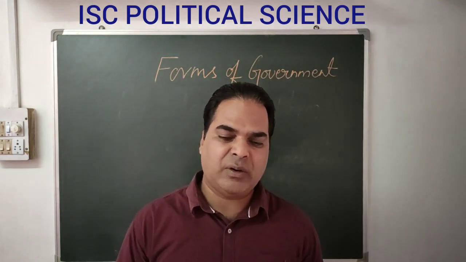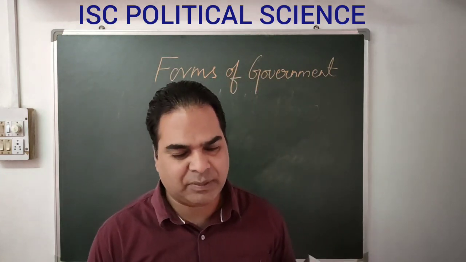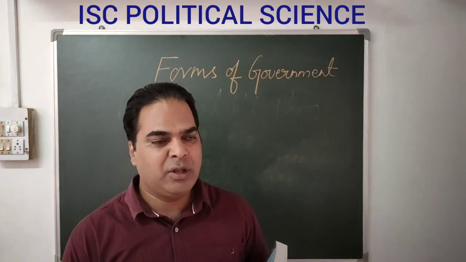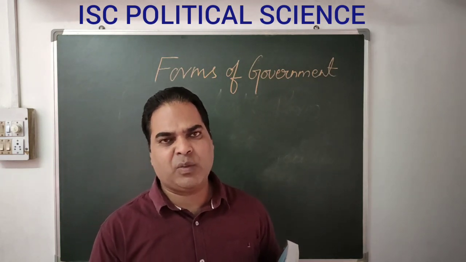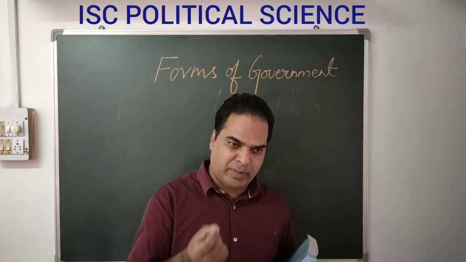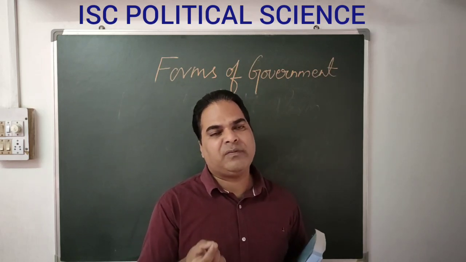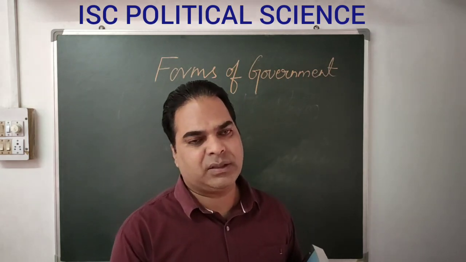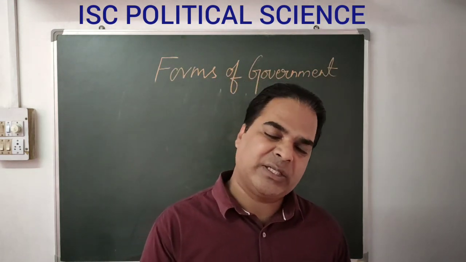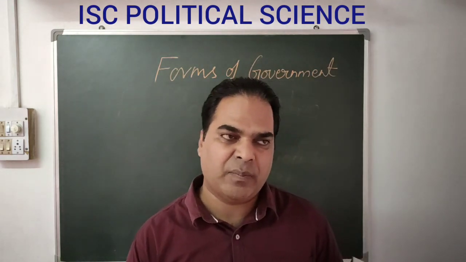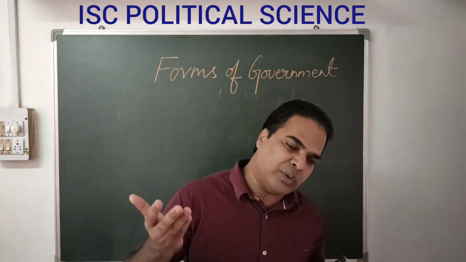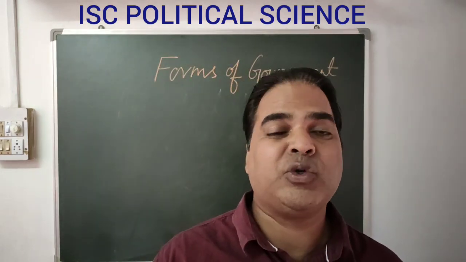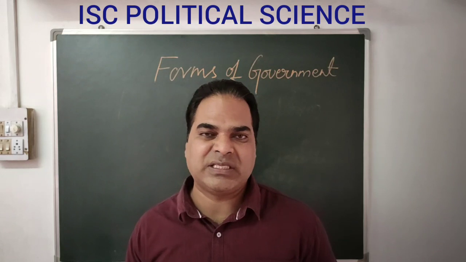So this is how we have come to the end of this chapter. We have completed this chapter as a whole. From this chapter you have to do only 4 things. Number 1, what is meant by parliamentary form of government, and what are the important features of parliamentary form of government. Next one, what is meant by presidential form of government and the features of the presidential form of government. You will be asked to answer the features of parliamentary as well as presidential with reference to UK and USA respectively.